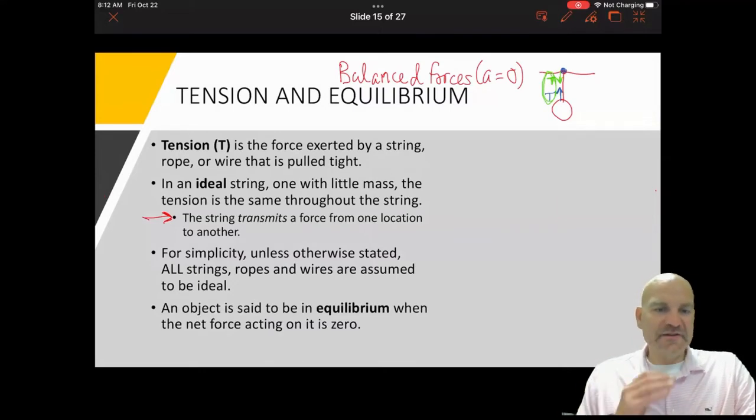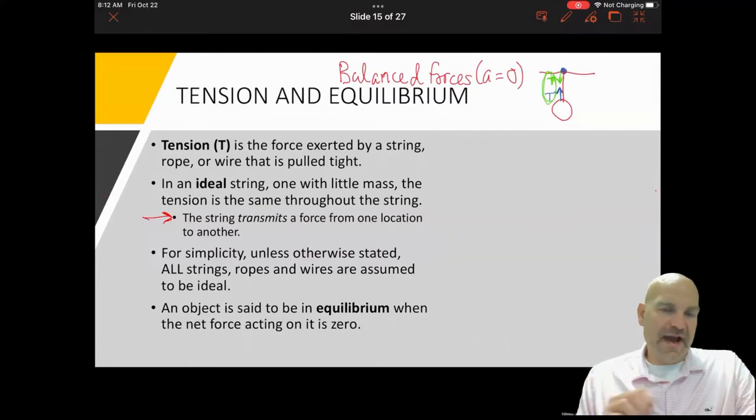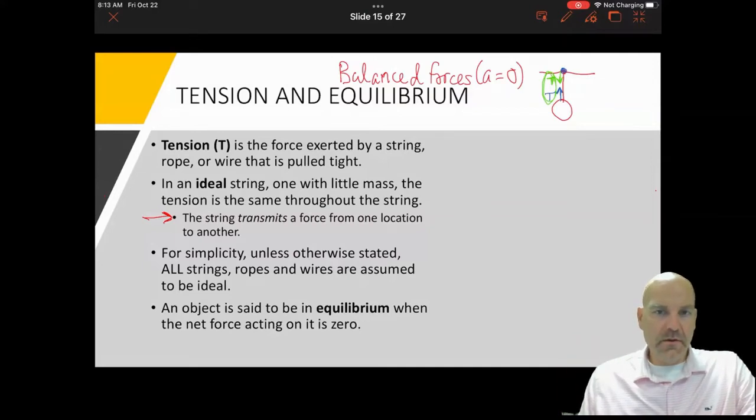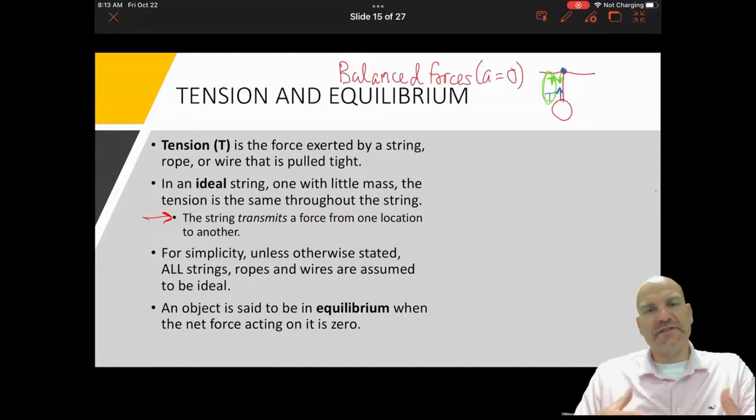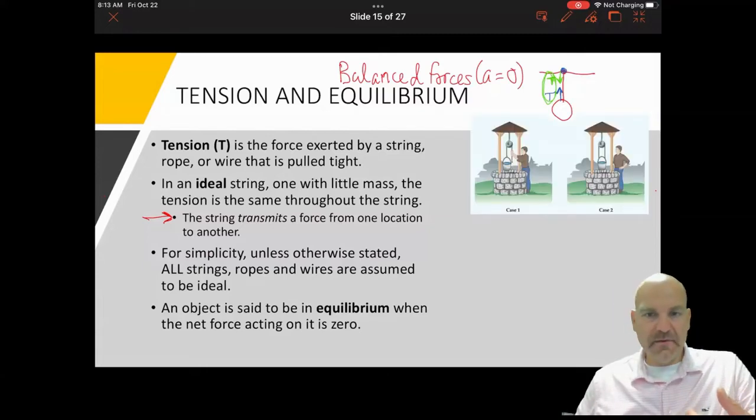Now, remember, we said that objects are going to be in equilibrium when the net force acting on it is zero, right? It's not when there is zero force on it, but when there is a net force of zero, okay? Remember, there are always forces acting on objects. It's just a matter of how those forces are acting. Are they causing acceleration, or are they causing zero acceleration?